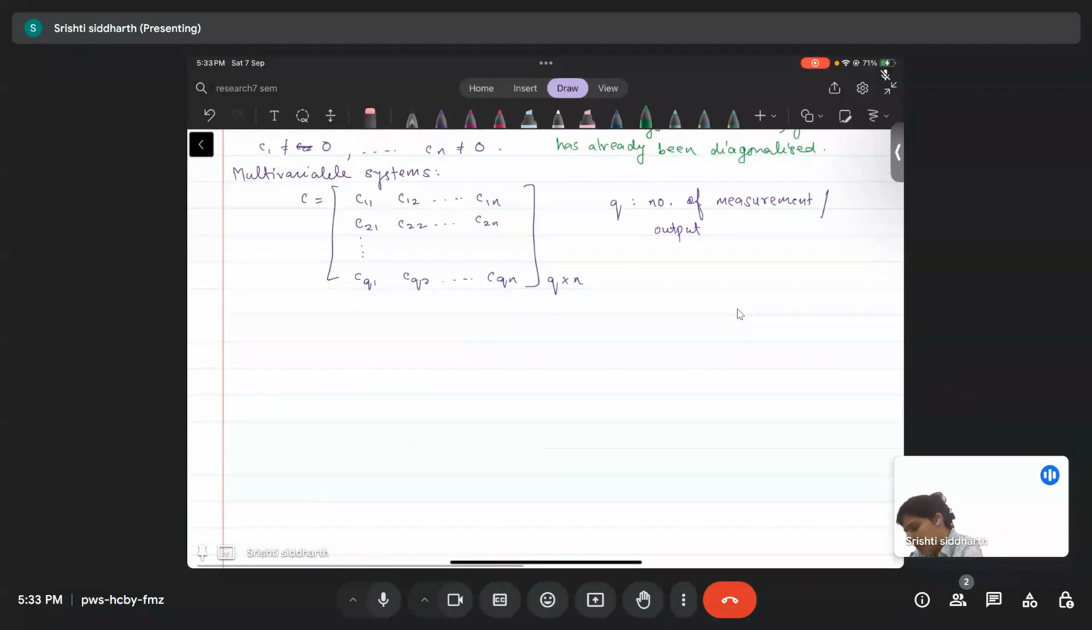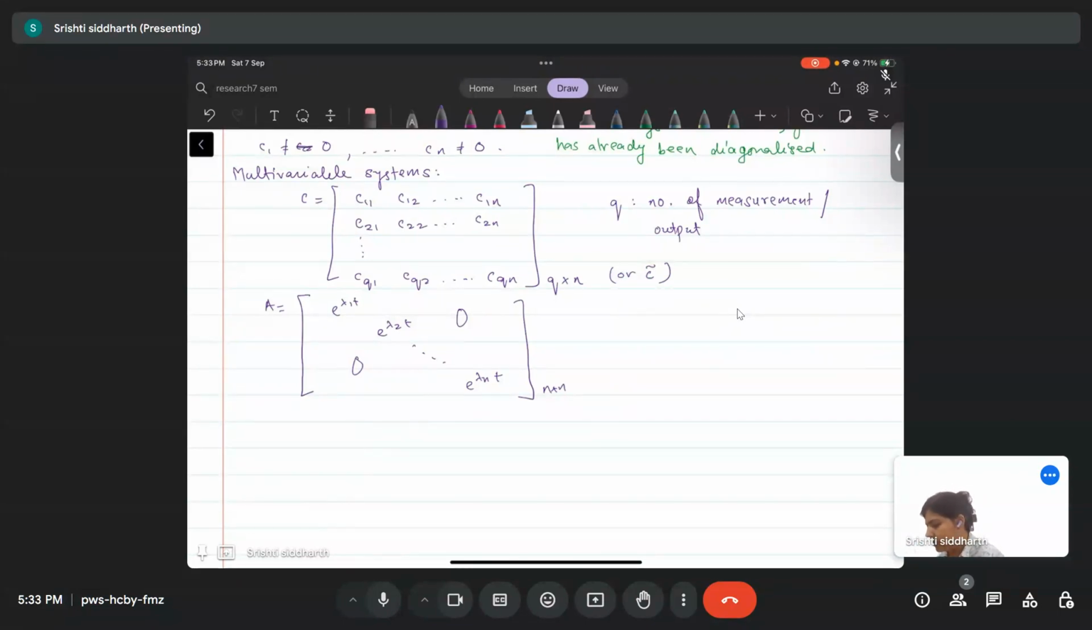So this means that the A matrix here is the diagonal matrix, right? For distinct eigenvalues, we have e to the power lambda_n t and zeros here. So this is the system we are talking about. And this is C, or what we consider in our lectures as C tilde.